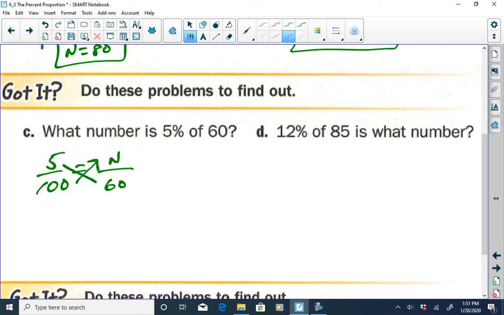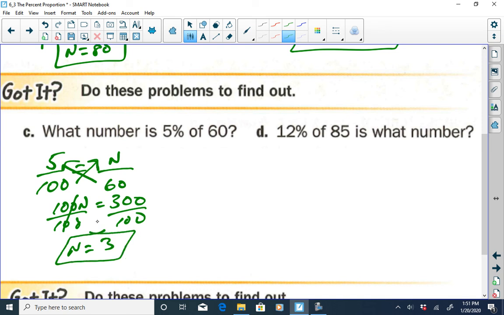Cross products property. 100 times n is 100n. 5 times 60 is going to be 300. We divide both sides by 100. They cancel, and it's going to be equal to 3. So we're saying 3 out of 60 is the same as 5 out of 100. Right? Next example. 12% of 85 is what number?